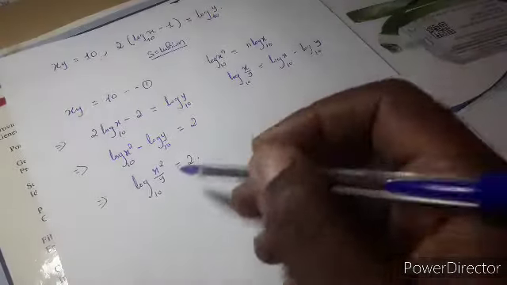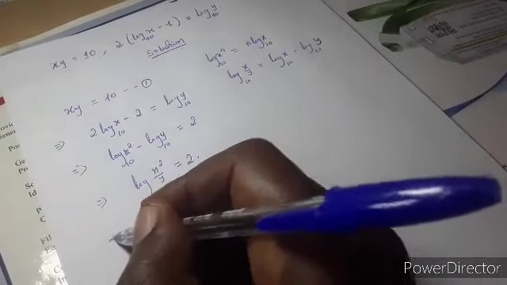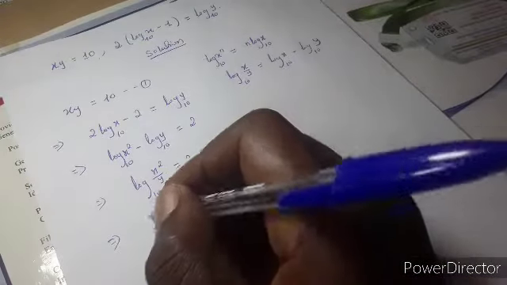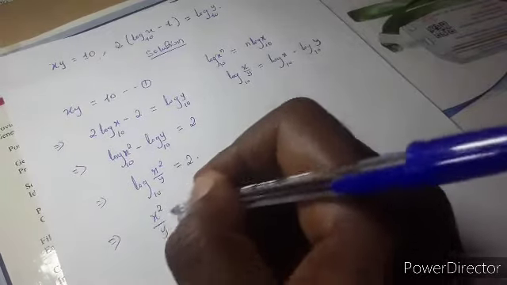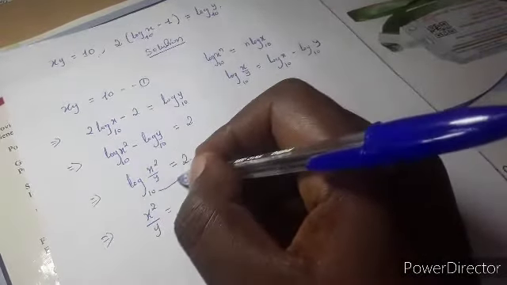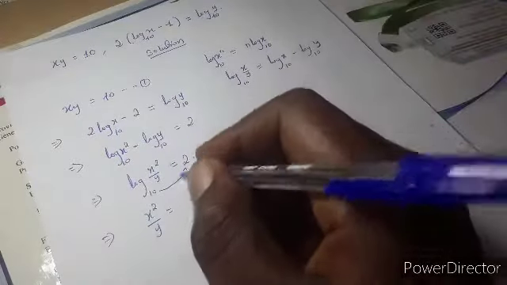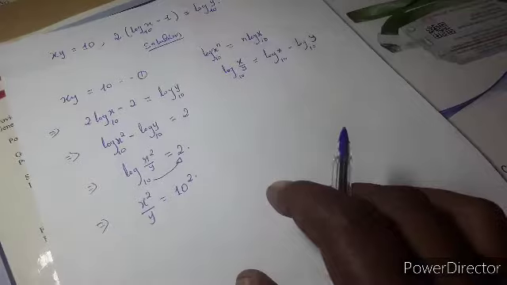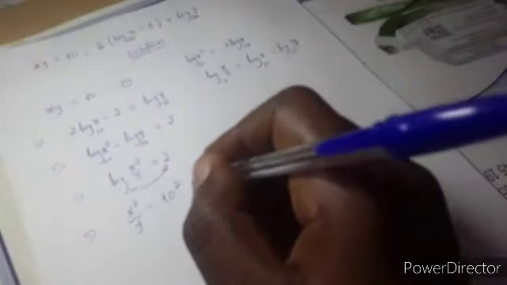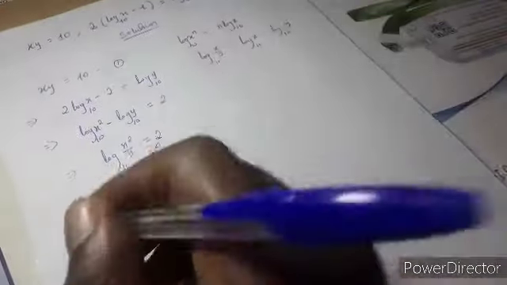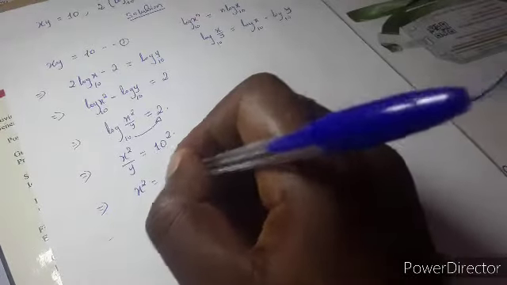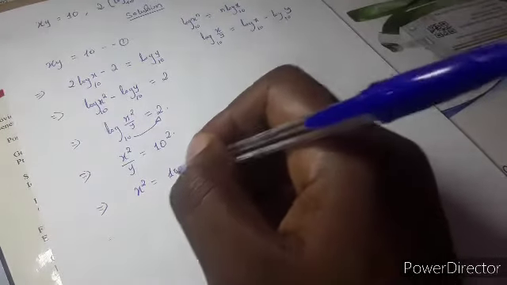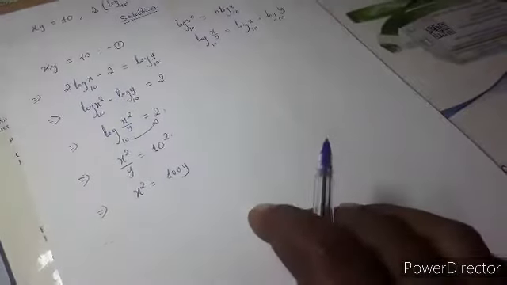Now to remove this log, I will take away the base. So I have x squared on y equals the base raised to power 2, so I'll have 10 raised to power 2. Now looking at the question from here, I can proceed so that we'll have x squared equals 100y, because 10 squared is 100, times y, gives 100y.